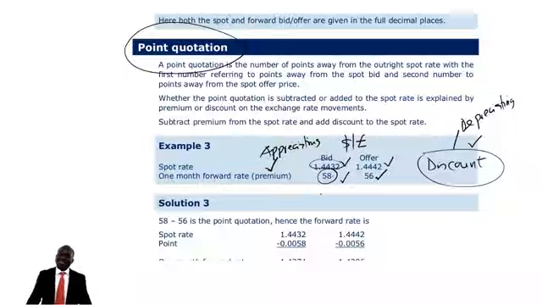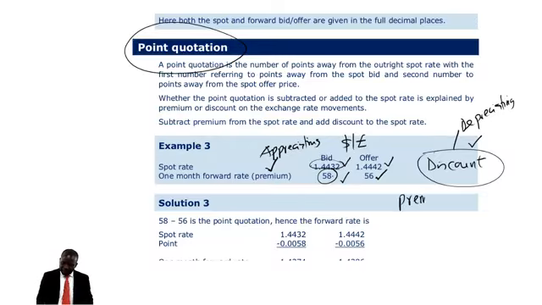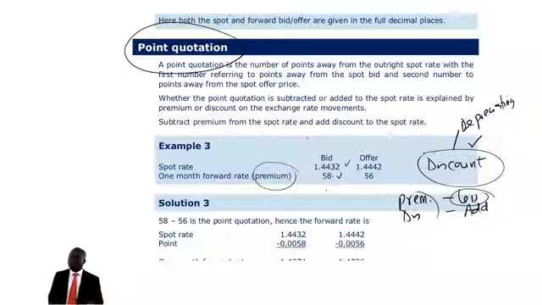When a currency is at a discount, you would have to what? Get more. And as such, you would have to add. So in simple terms, premium means less, and discount means add. So here, what has the examiner given to us? The examiner has given us a premium. So once we've got a premium, the examiner is expecting us to less this from that.